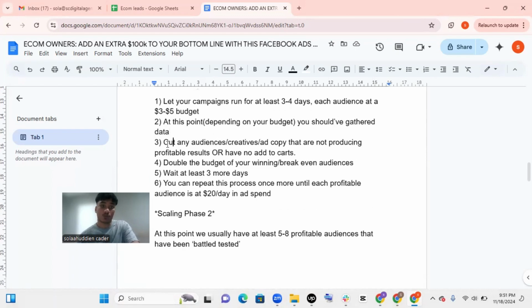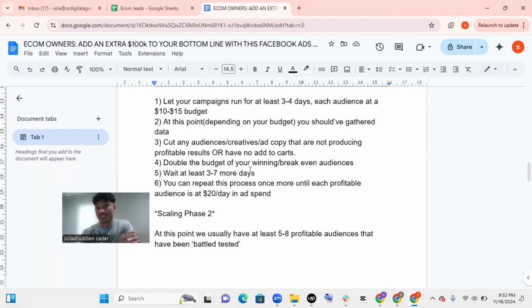On the flip side, if you do have audiences that are producing results, that have purchases and add to carts, you want to continue letting those audiences run, and you want to double the budget of your winning audiences. So let's say you have audiences at $10 to $15 per day. Let's just use this for numbers' sake, right? At this point, you want to scale these audiences to around $20 to $30 per day, and you want to let these audiences run. We usually give them at least 3 to 7 days, right, to run, to generate more purchases, to generate more add to carts, right?